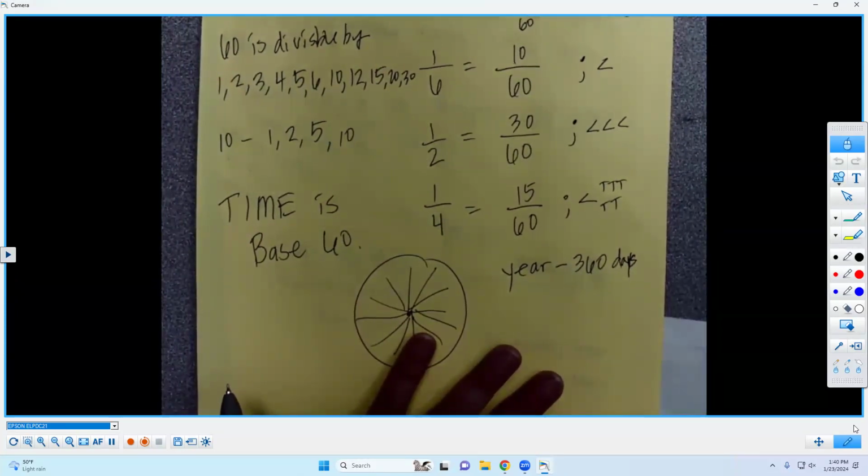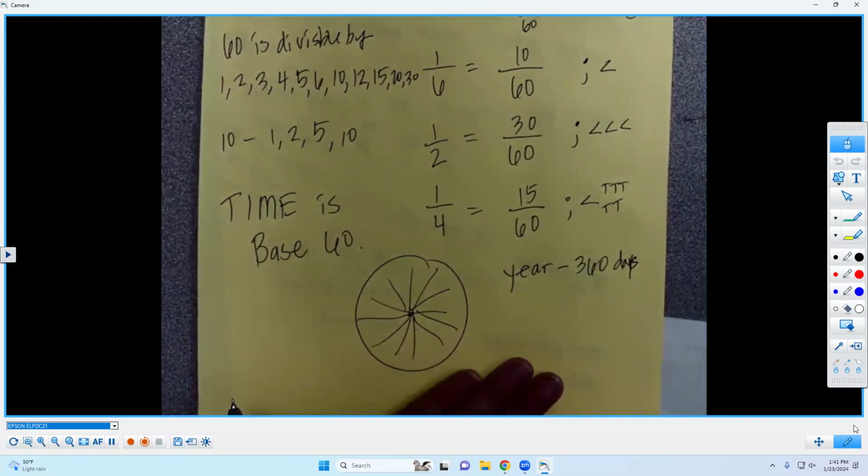Just out of curiosity, did they come up with the number system and then a calendar system, or did they come up with a calendar system and then a number system? Good question. I actually don't know the answer to that.